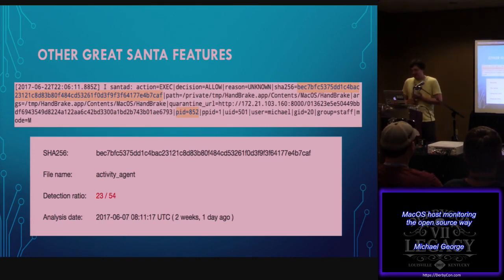Another thing that's really cool about Santa is it includes a quarantine URL. A little known feature: if you look into the data structure of files on the hard drive, you can see where it was downloaded from, especially if it was downloaded from the internet. It works for HTTPS as well. You can see on this, it was downloaded from a local server I set up just so I could transfer the malware to the system. But if it was downloaded from the internet, this would help you figure out attack vectors for how the actual malware got on your machine.